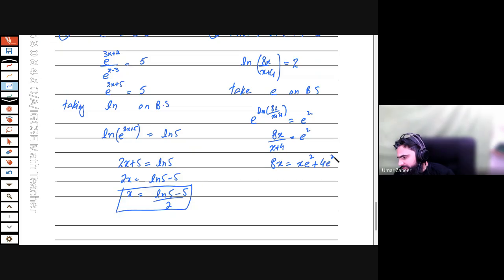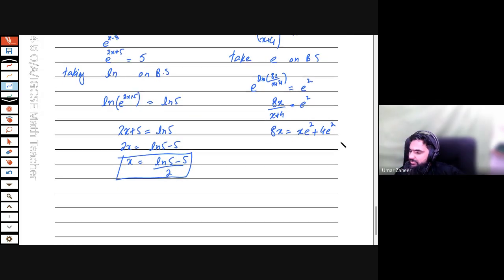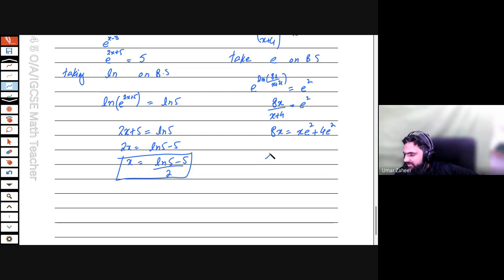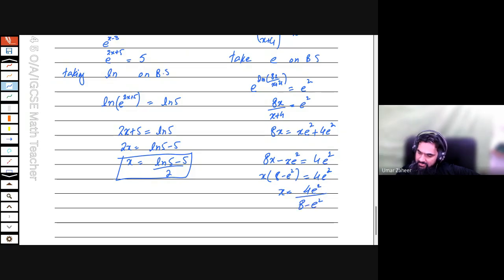Plus 4 e raised to power 2. So I want to make x as a subject. So take my x values on the one side of the equation. x into e power 2 is equal to 4 e power 2. Take x as a common. It will be 8 minus e power 2. 4 e power 2. 8 minus e power 2 is multiplying on the other side. So that would be my final answer.